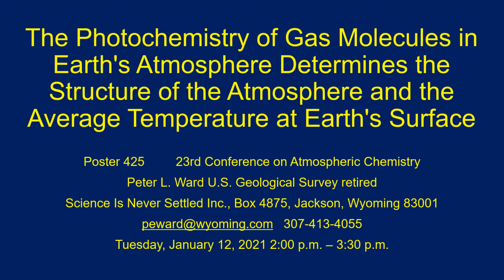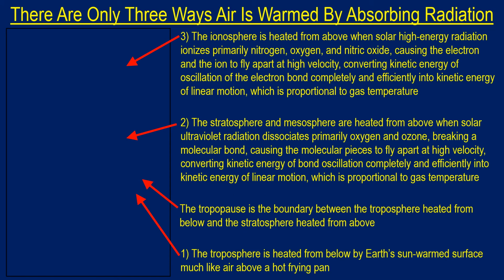Third, the ionosphere is heated from above when solar high-energy radiation ionizes primarily nitrogen, oxygen, and nitric oxide, causing the electron and the ion to fly apart at high velocity, converting kinetic energy of oscillation of the electron bond completely and efficiently into kinetic energy of linear motion, which is proportional to gas temperature.